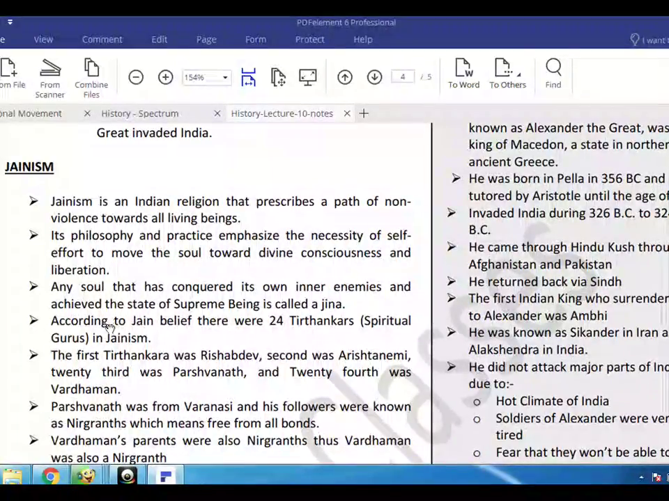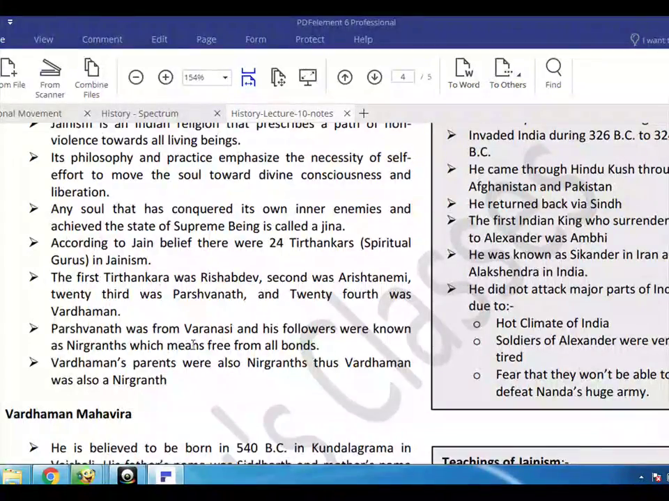The first Tirthankara was Rishabhadev, the 23rd was Parshvanath, and the 24th was Vardhaman. Parshvanath was from Varanasi and his followers were known as Nirgranths, which means free from all bonds. Vardhaman's parents were also Nirgranths, thus Vardhaman was also a Nirgranth.